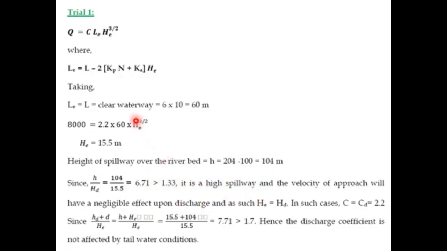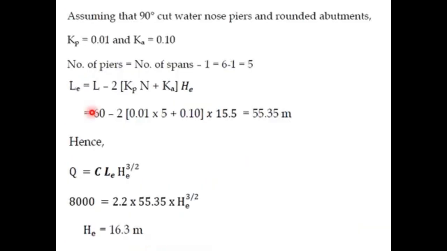Therefore HE can be taken equal to HD, and the C value can be taken as 2.2. Also, we check the ratio (HD plus d) by HE to assess the submergence effects. The ratio comes to about 7.7, which is greater than 1.7, hence it is not affected by the tailwater conditions.